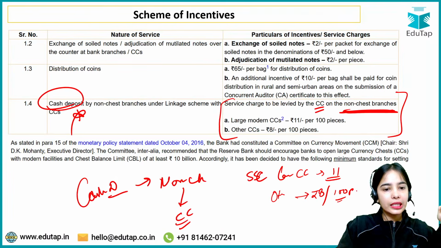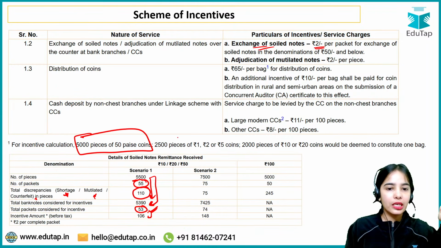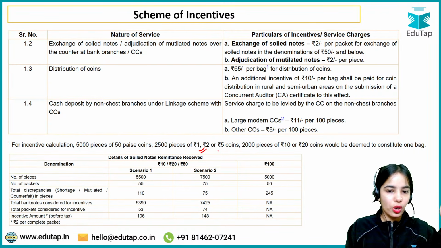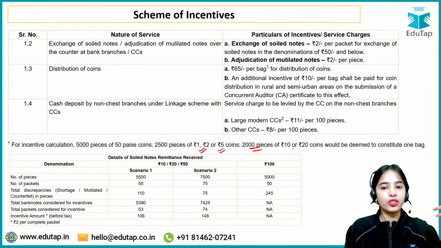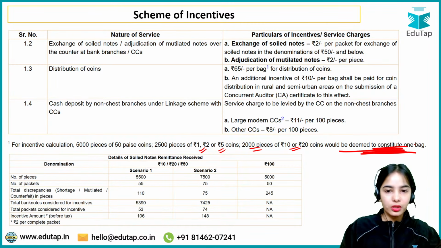How many coins are there in one bag? I have shown you that 5,000 pieces of 50 paise coins, 2,500 pieces of 1, 2 or 5 rupee coins, or 2,000 pieces of 10 or 20 rupee coins would be deemed to constitute one bag. Any confusion, anyone?